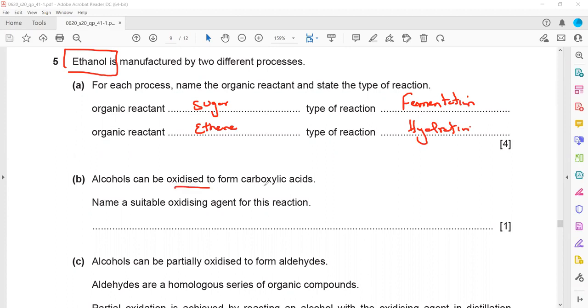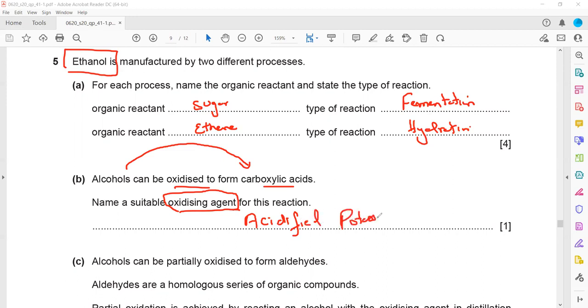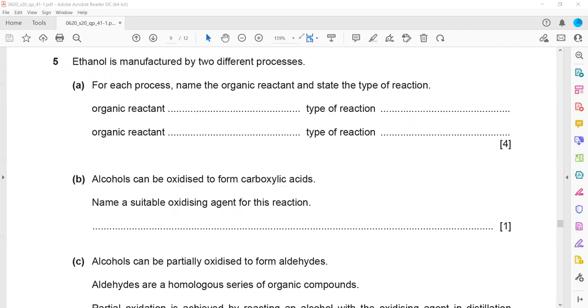Alcohol can be oxidized to form carboxylic acid. Name a suitable oxidizing agent. You have to memorize this oxidizing agent always. The oxidizing agent to convert alcohol into carboxylic acid is acidified. Acidified means it contains acid. So acidified potassium manganate(VII). Yes, you can write glucose there, sugar or glucose. So this will always be the oxidizing agent which converts alcohol to carboxylic acid.